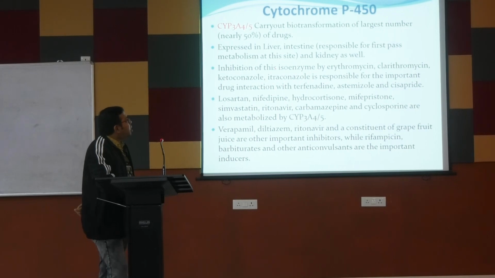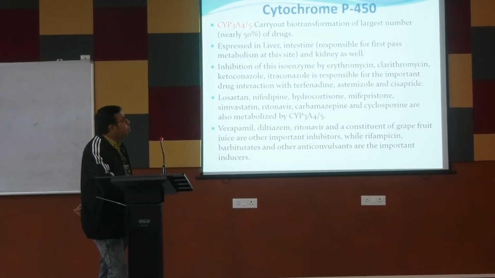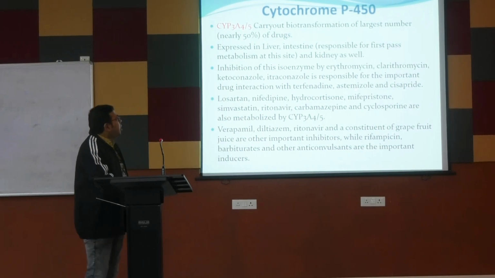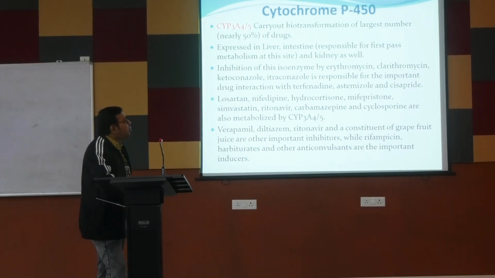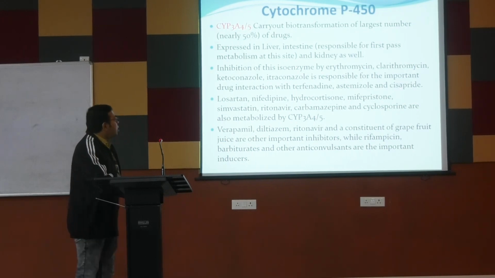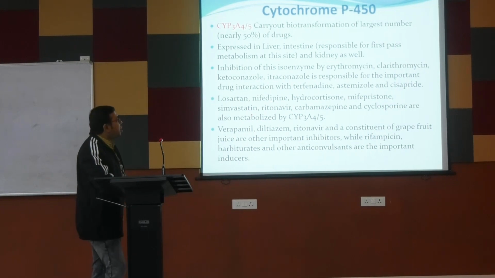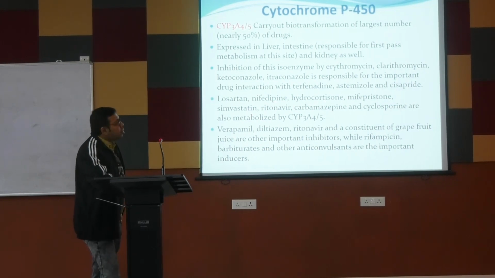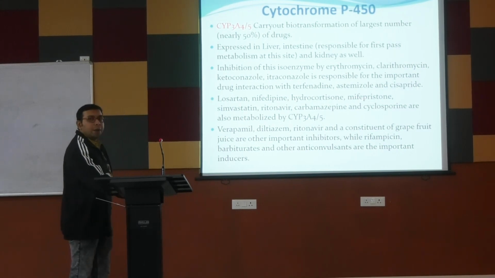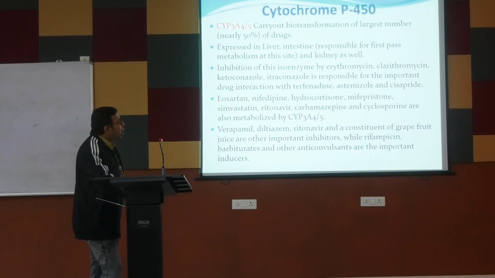Erythromycin and clarithromycin are antibiotics; ketoconazole and itraconazole are antifungals. They cause inhibition of this isoenzyme cytochrome 3A4/5, and it is responsible for important drug interactions with terfenadine, astemizole, and cisapride. Terfenadine is an antihistamine, astemizole is similar, and cisapride is basically a GI drug. Similarly, losartan, an antihypertensive drug, nifedipine, again the same, hydrocortisone, a steroid, mifepristone, a hormonal drug, simvastatin, which decreases the lipid profile, ritonavir, an antiviral drug, carbamazepine, a CNS drug that helps in epilepsy, and cyclosporin, an immunosuppressive drug, are also metabolized by cytochrome P450 3A4/5.